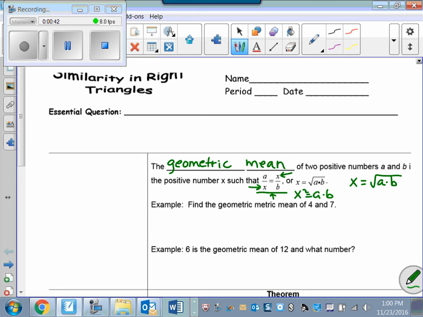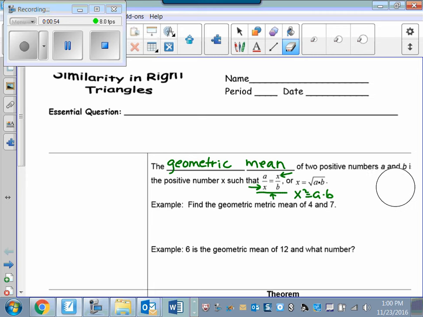And you remember from Algebra 1 that typically when we solve an equation by taking the square root, we would want to put a plus or minus there, right? But why don't we do that? Because we said that the geometric mean is always positive. That's why we don't need plus or minus.